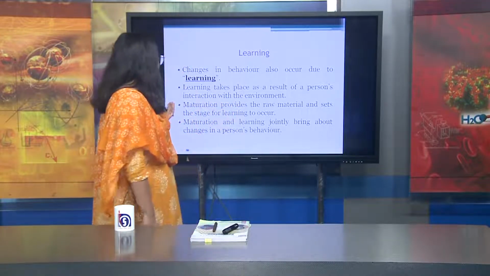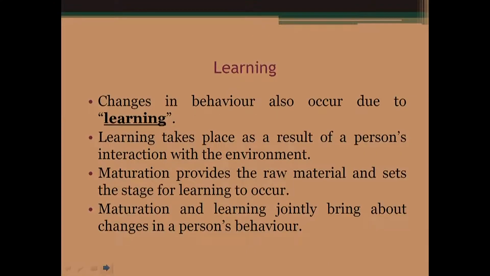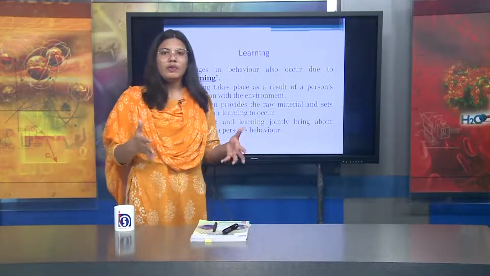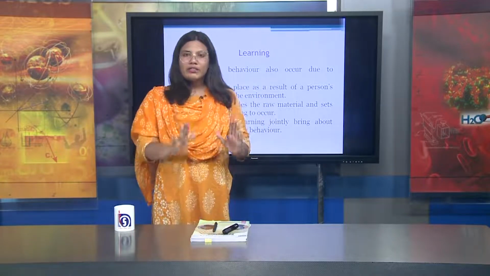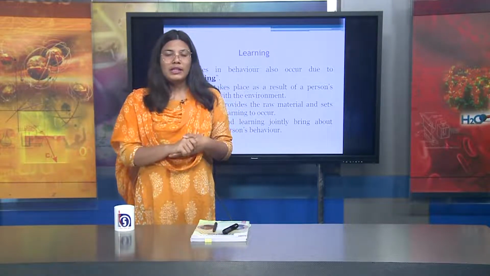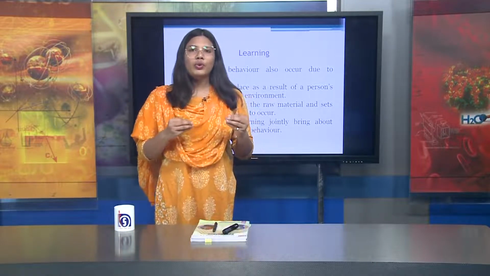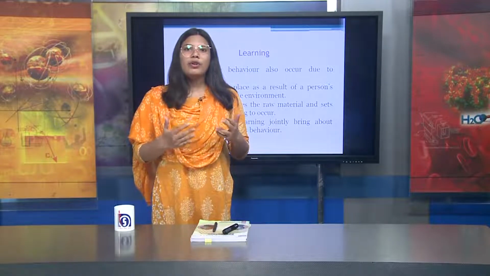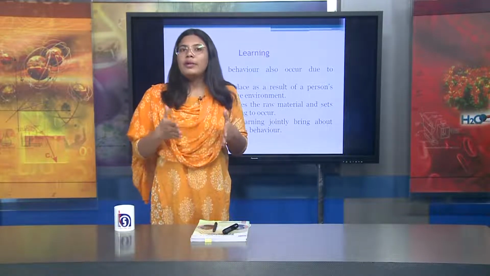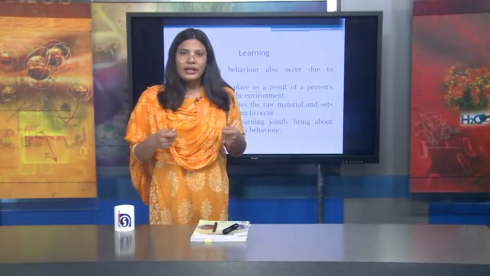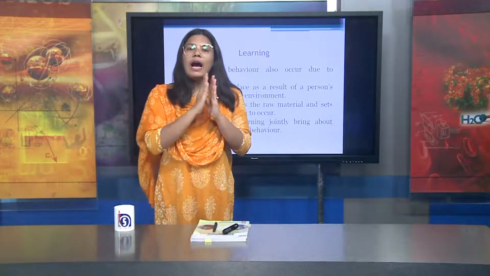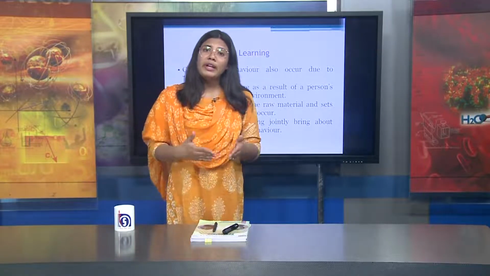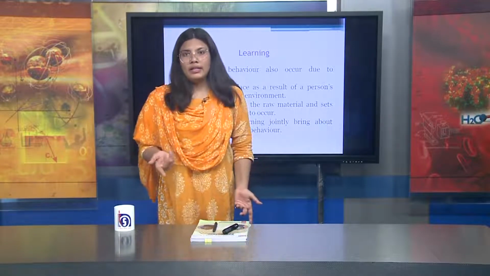So this is learning. Maturation provides raw material and sets the stage for learning to occur. So what maturation does is, maturation gives you the raw material. In what sense? Because of maturation, we have certain body structures which help us in doing certain activities. For example, if we talk about running, if I have not controlled my legs and I don't have a balanced walk, then I won't be able to run as well. तो ये जो changes हैं, ये होने जरूरी है. क्यों? क्योंकि ये मेरी आगे की एक्टिविटी को भी इन्फ्लुएंस करेंगे. अगर मैं प्रॉपरली वॉक ही नहीं कर पाऊंगी तो मैं प्रॉपरली रन भी नहीं कर सकती.